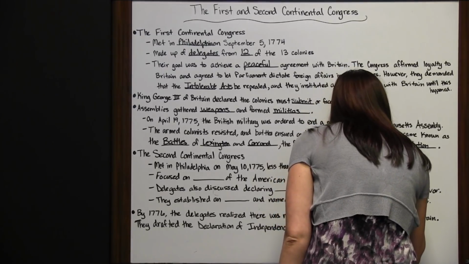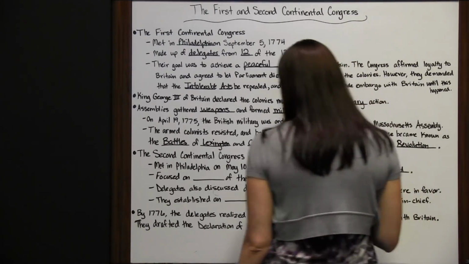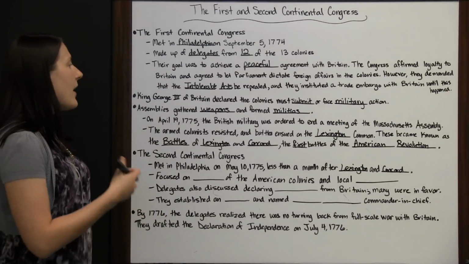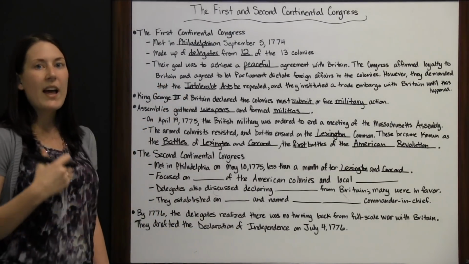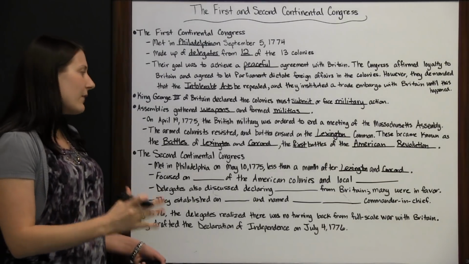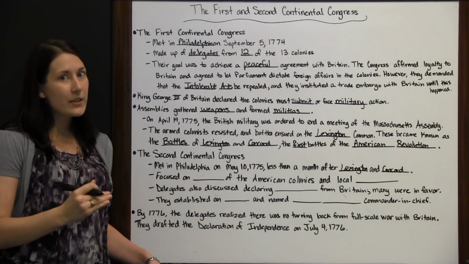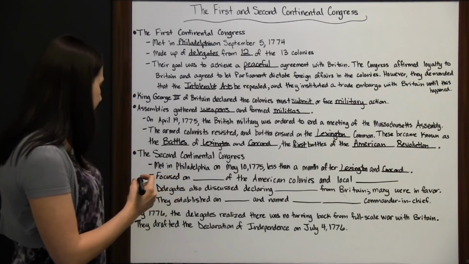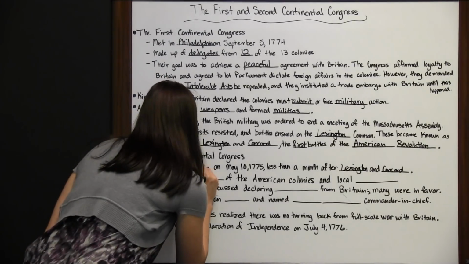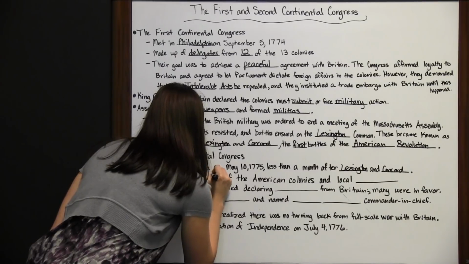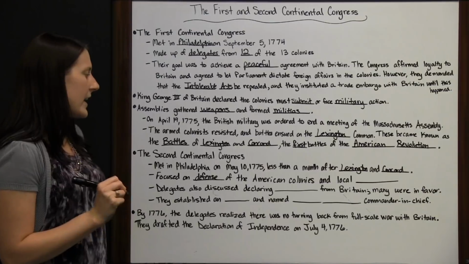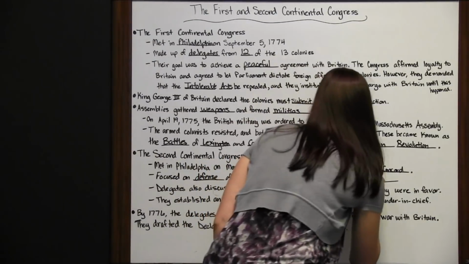They realized, hey, the British mean business. They're clearly not going to come to a peaceful solution like we wanted. They're not going to repeal the Intolerable Acts. We have to form our own army. We've got to figure out what we're going to do because Britain is definitely going to fight back. So they focused on the defense of the American colonies and local government.